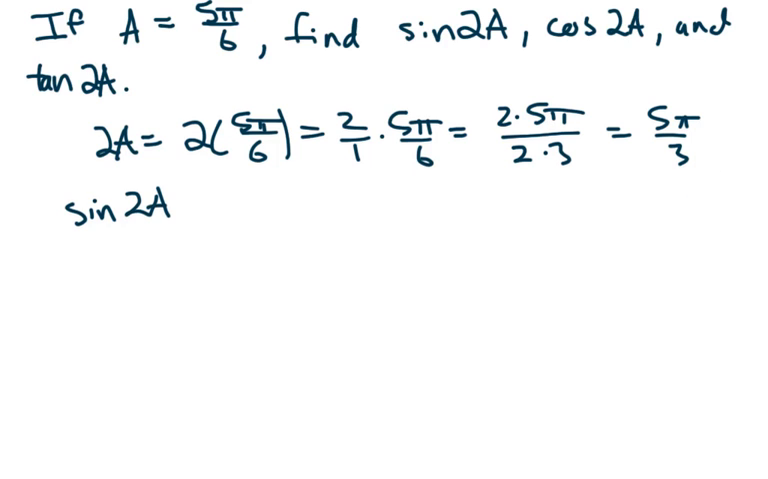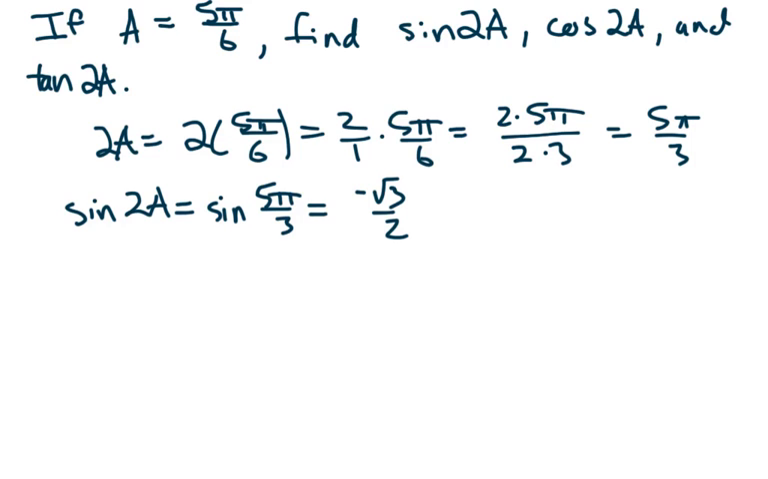Sine of 2a is sine of 5 pi over 3. I don't need an identity for that. If I give you an angle a, you don't need an identity to find sine of 2a. Sine of 5 pi over 3 is just going to be, in the fourth quadrant, negative radical 3 over 2.